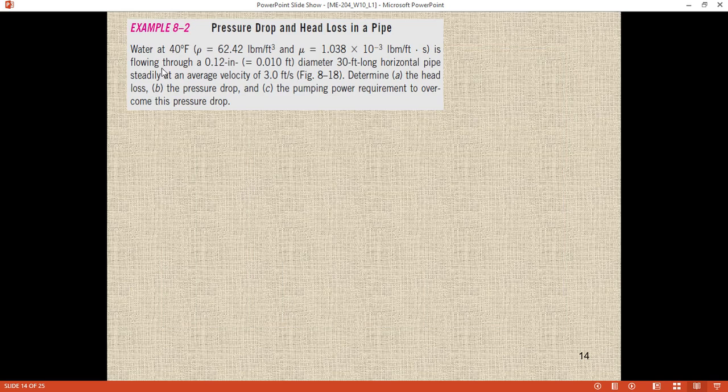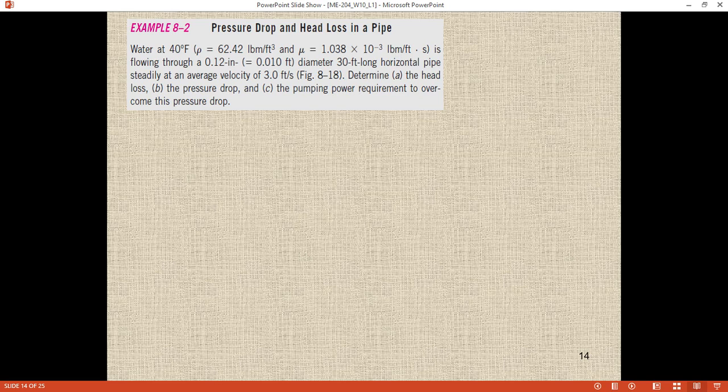So now case number 2. Water at 40 degree Fahrenheit is given, and the fluid properties we have already considered. The first case we discussed in the SI system, now this is in the FPS system. As I told you earlier, if the properties are not given, you can get these properties from the tables, and the tables are given both in SI and FPS systems, for water and other fluids as well, at different temperatures. Or if not, then you have to compile your own property tables.